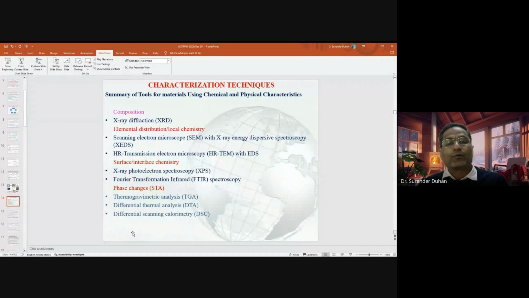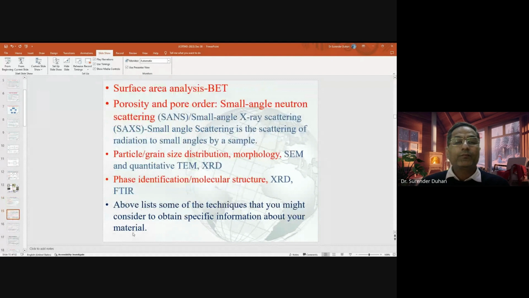Characterization techniques: a summary of tools for materials using chemical or physical characterization. If you want to determine composition, you do a composition analysis. You will use XRD. There are two types of XRD, wide angle XRD or small angle XRD. If you want elemental distribution or local chemistry, then SEM with EDX or HRTEM with EDX are required. If you want information about surface or interface chemistry, then XPS or FTIR are needed. If you want to see phase changes of your materials, then STA, simultaneous thermal analysis, or TGA, thermogravimetric analysis, DTA, differential thermal analysis, and DSC are used. If you want to determine information from surface analysis, then BET is required.